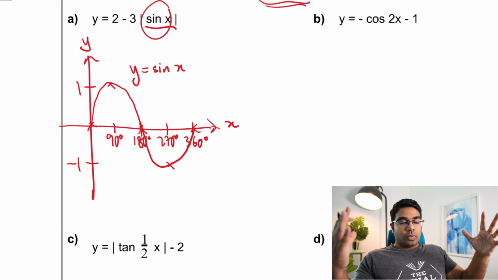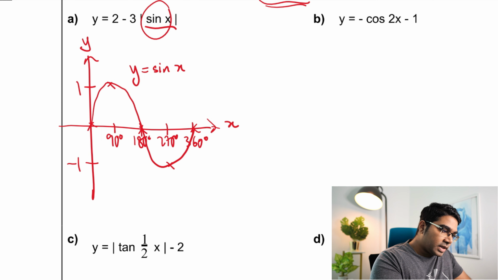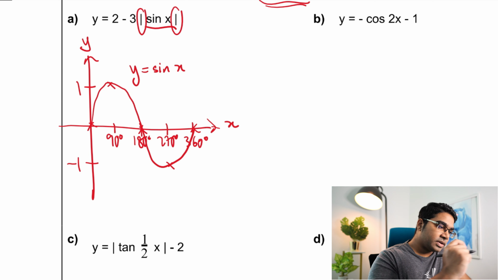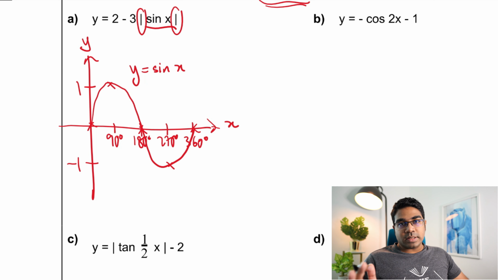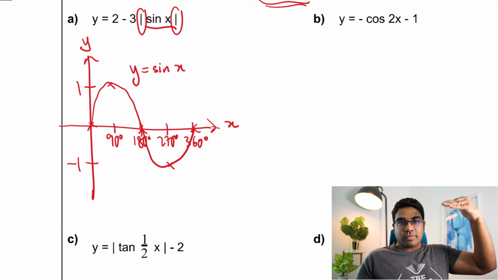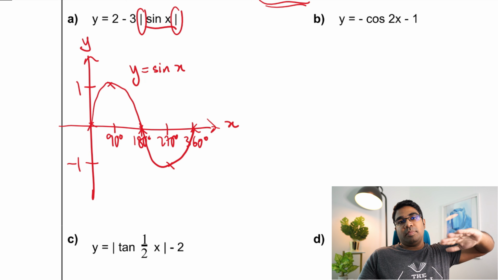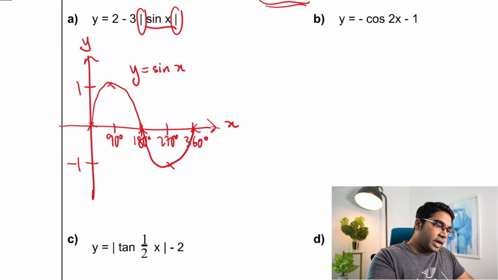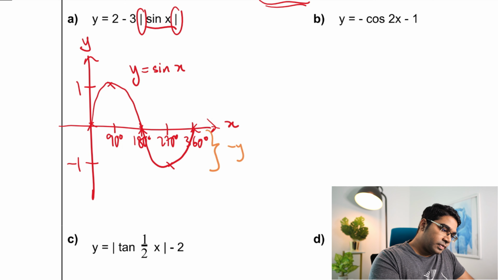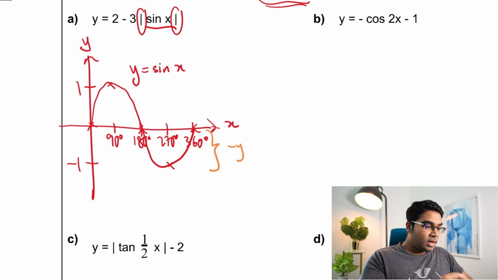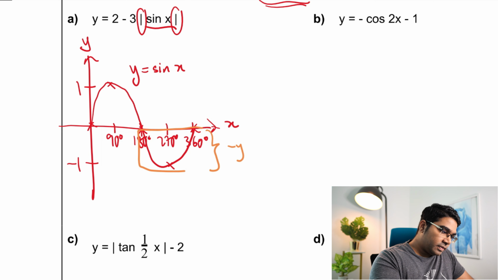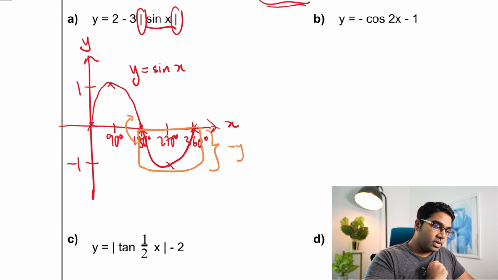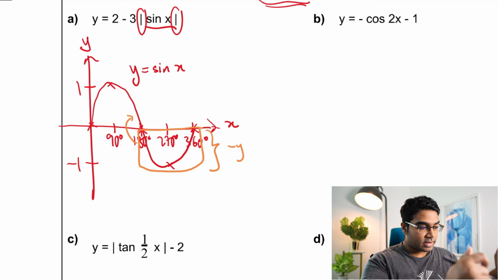Now we work outwards. The next thing just outside sine of x, you can see we have this modulus. What we do with the modulus is anything in the negative y region, we flip it so that it is positive. That's what we do with modulus. So as you can see, this is in the negative y region. This value of y is negative. So this portion of the graph needs to be flipped over. It is reflected in the x-axis.